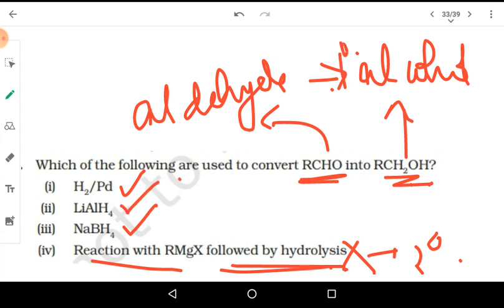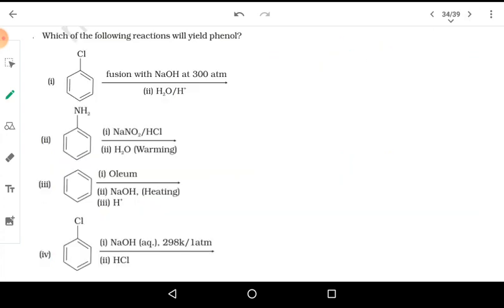LiAlH4 can also be used. So this is a multiple answer question. The answer should be 1, 2 and 3. Let us see the next question.